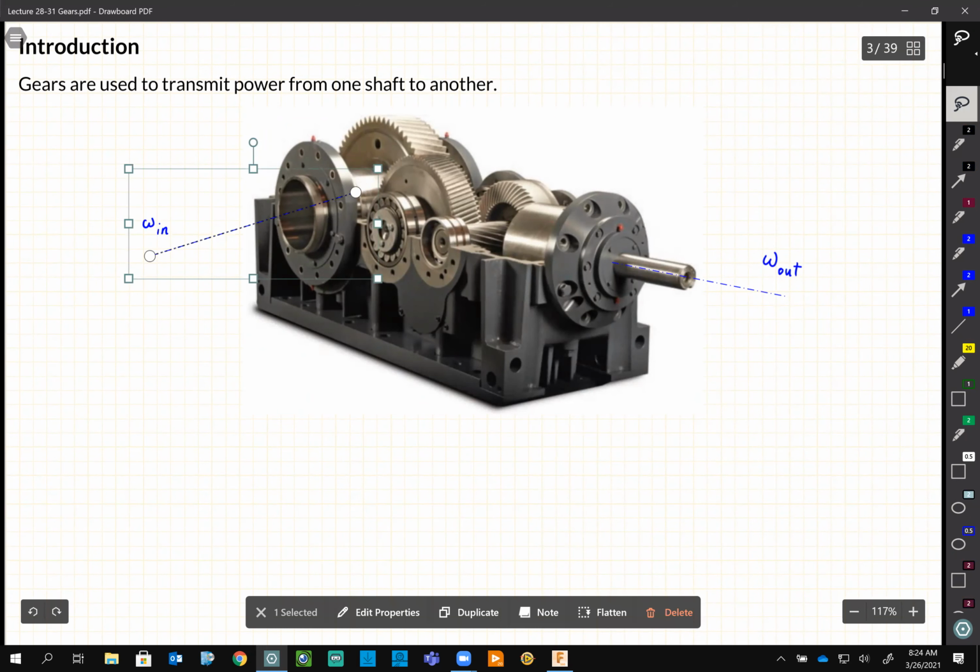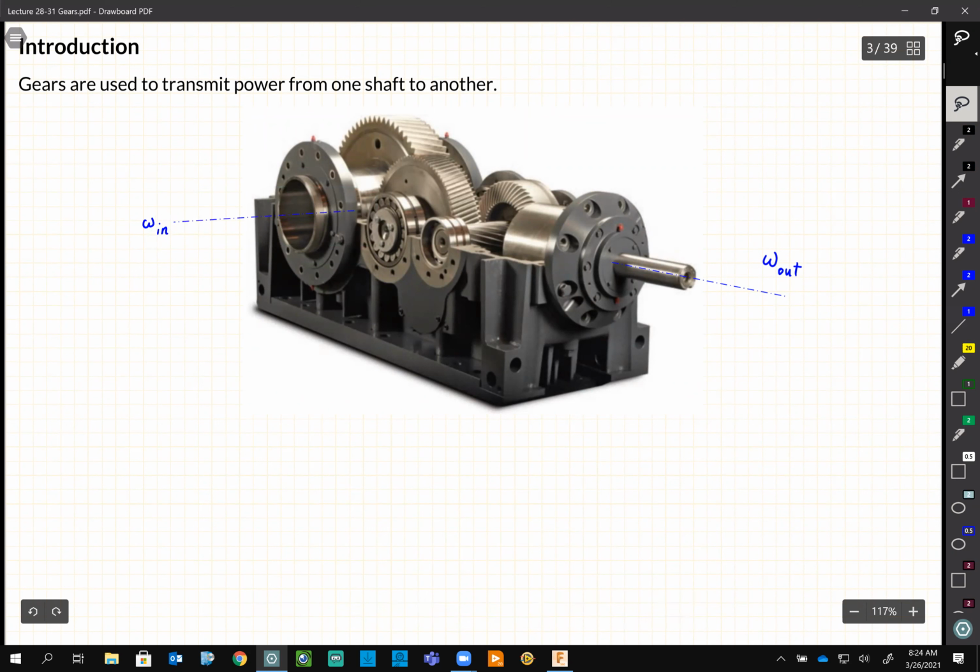Again, the way that they have been combined, you will see the input and output are not parallel to each other. They have this 90-degree angle, right? We can arrange the gearbox in different ways so they have different angles.